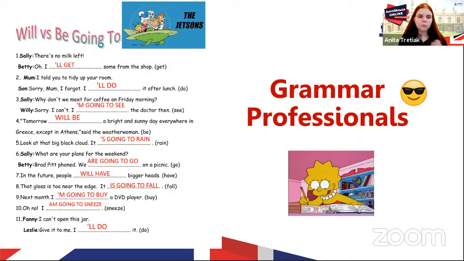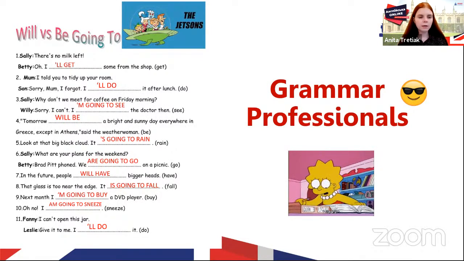Number 7, in the future, people will have bigger heads. That's just your prediction. You cannot know what will be in the future because you're not in the future, you're in the present. Number 8, that glass is too near the edge, it's going to fall because you can see the evidence that it's going to fall because you can see the edge, you can see the glass, and it's like 1 second from falling.